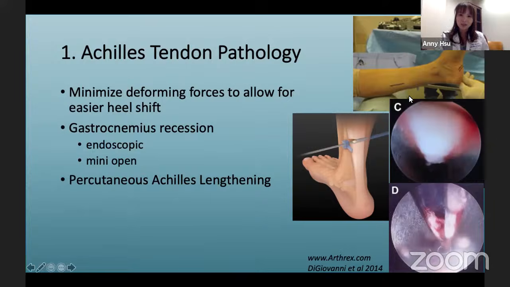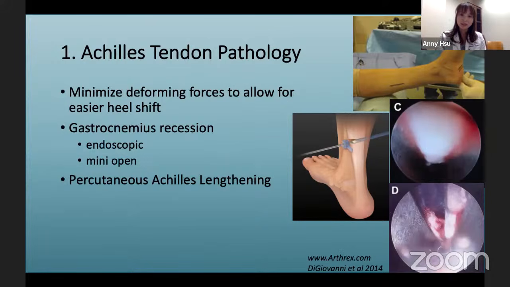So you can see this upper right picture. This is the standard mini open incision I would make for a gastrocnemius recession. If I have the instrumentation for a knee arthroscope setup, then I would use an endoscopic procedure where I have a sheath that slides right underneath the gastrocnemius fascia, and you can visualize. These pictures are from Dr. Giovanni's paper, talking about surgical techniques for endoscopic gastrocnemius recession, where you can visually see where you're cutting with a small hook blade and avoid disrupting the sural nerve.